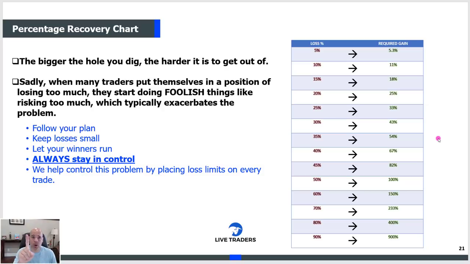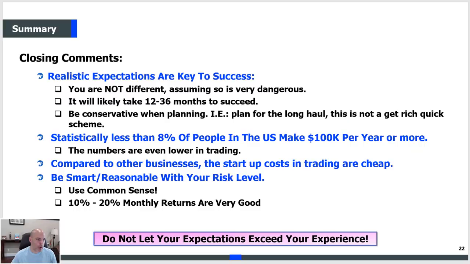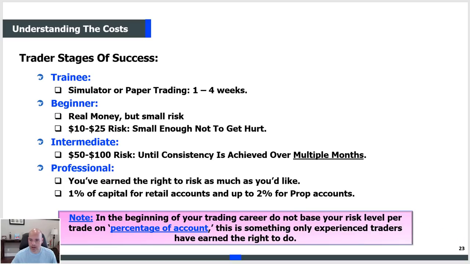Money management is number one. You're risking 10 bucks a trade. It's kind of hard to blow up a trading account, isn't it, if you're using these proper rules, okay? Proper rules, guys. To step up from trainee to beginner to intermediate to professional, which means you need multiple months of consistent profitability, then if you can do that, you're probably a consistent trader. And you've earned the right to go from $10 or $20 risk to $50 or $100.